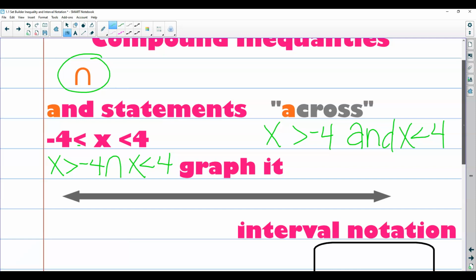So like 3. 3 is going to be part of the answer. 2 is going to be part of the answer. What about -5? Is -5 going to be part of it? Because it is not greater than -4. What about 5? Is 5 going to work?